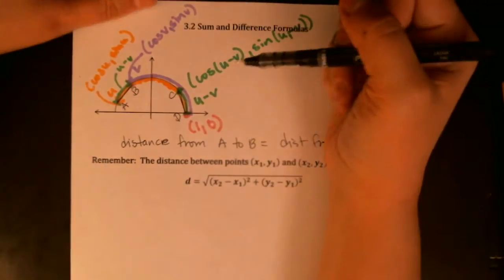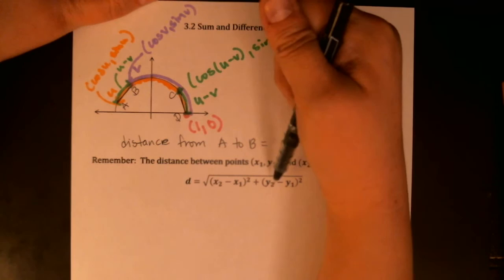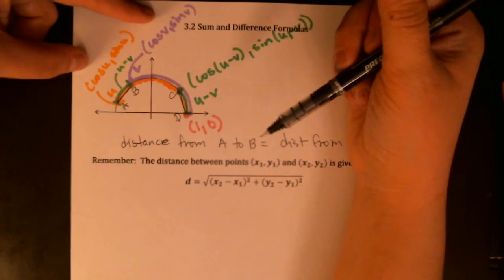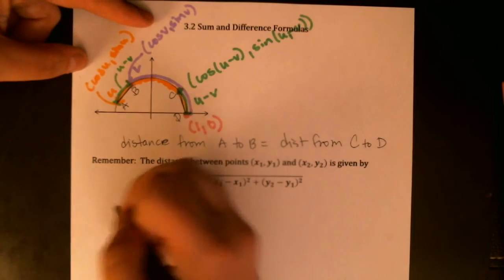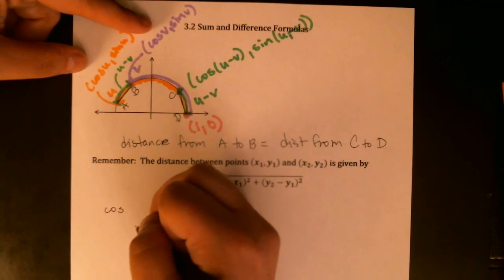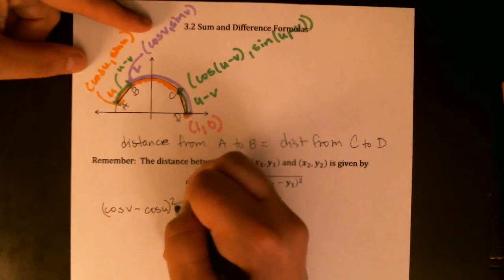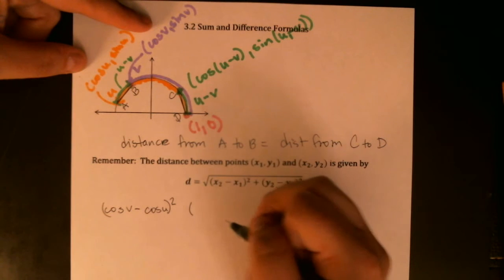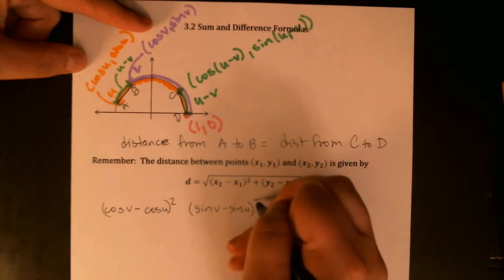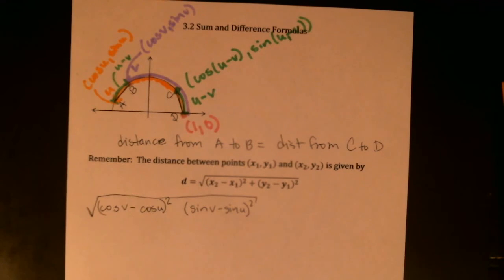Okay, so using the distance formula, it says take the difference between your x coordinates, square it, take the difference between your y coordinates, square it, add them up, and square root. So let's start with A to B. The difference between our x coordinates is going to be cosine V minus cosine U, and you square it. And then the difference between our y coordinates will be sine V minus sine U, and you square it. And then you square root that whole thing. Okay, so that's the distance from A to B.